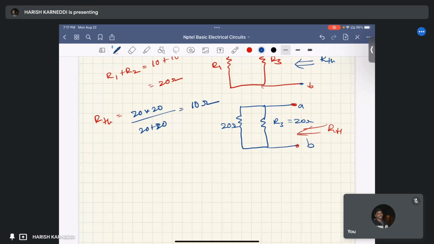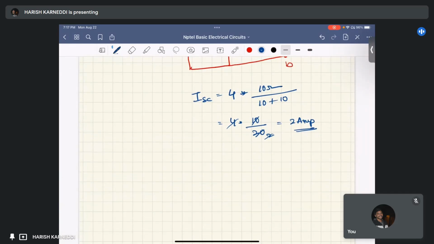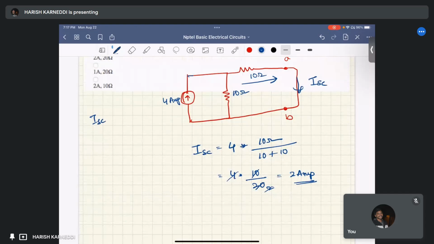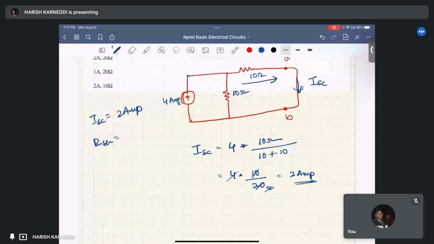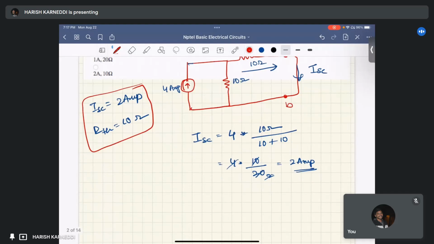So ISC equal to 2 amperes and RTH equal to 10 ohm. This is the Norton circuit. What is the equivalent circuit?